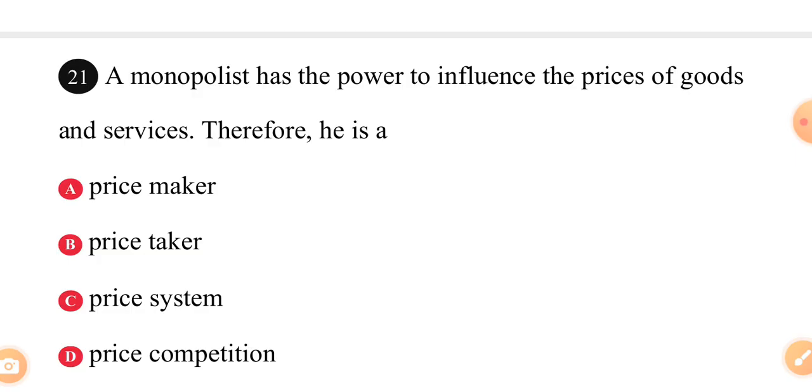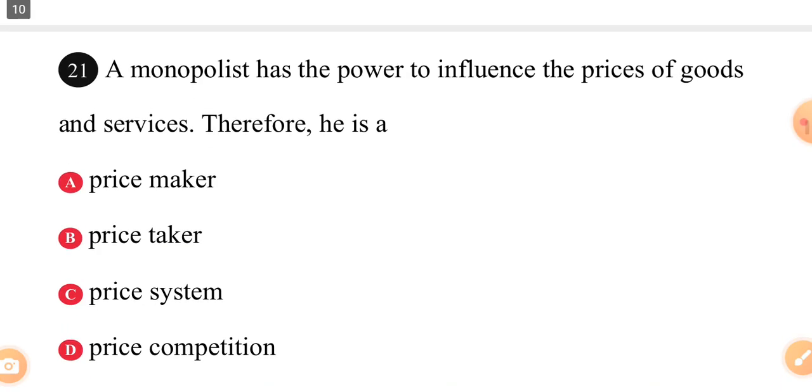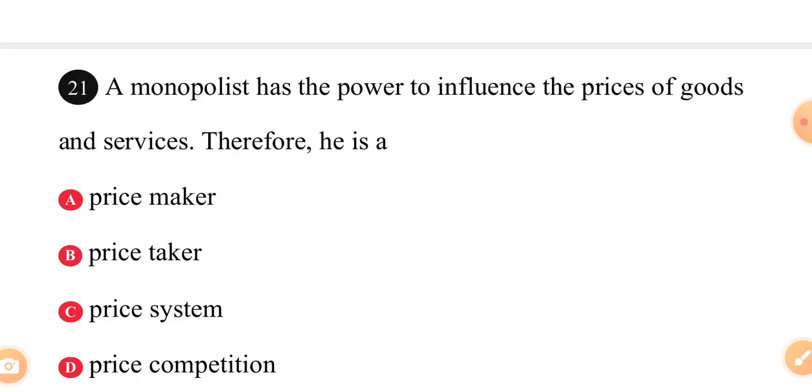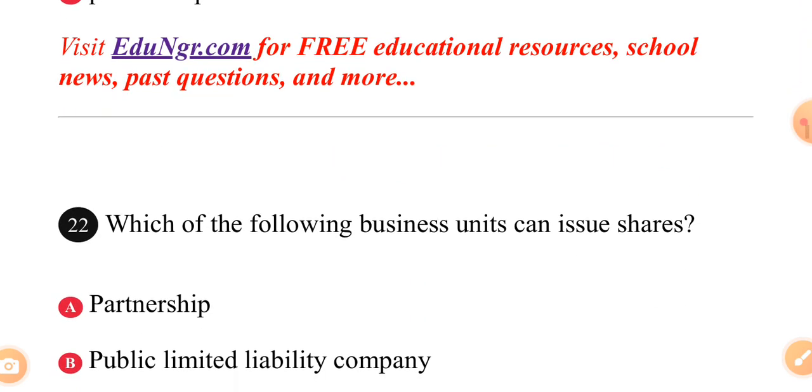A monopolist has the power to influence the price of goods and services. Therefore, he is a dash. A. Price maker. B. Price taker. C. Price system. D. Price competition. The answer is A. He is a price maker. He decides the price, right? He makes the price. He doesn't have any competition.